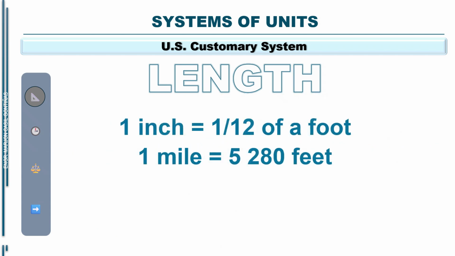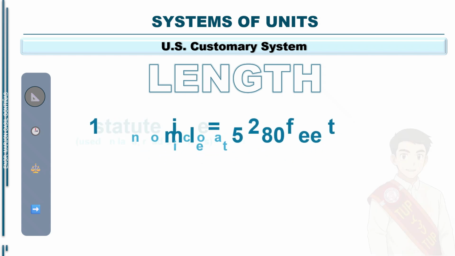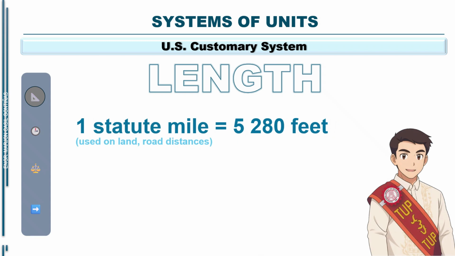And here's a quick recap of other U.S. customary length units. 1 inch is equal to 1/12 of a foot. And 1 mile is equal to 5,280 feet. Now, speaking of miles, let's clear this up. The statute mile, used on land, equals 5,280 feet. This was set by law in England back in 1593, and it's the mile you use for road distances.